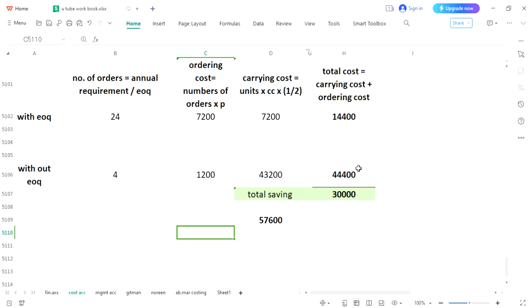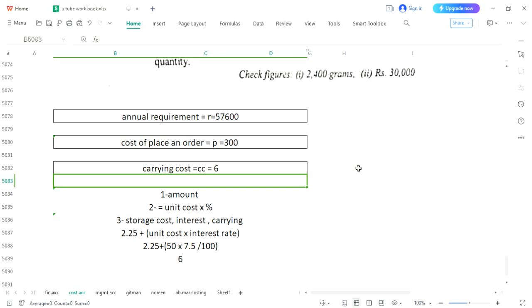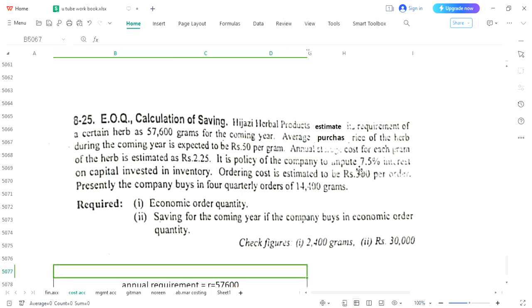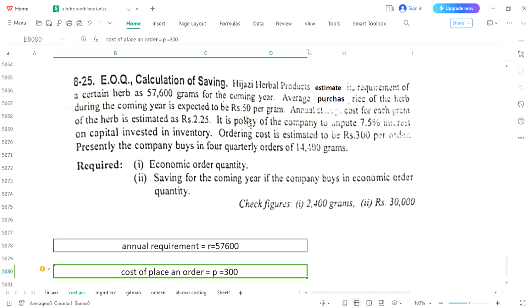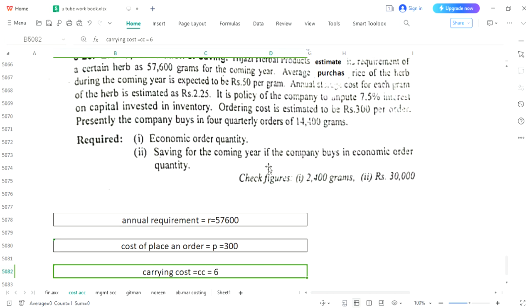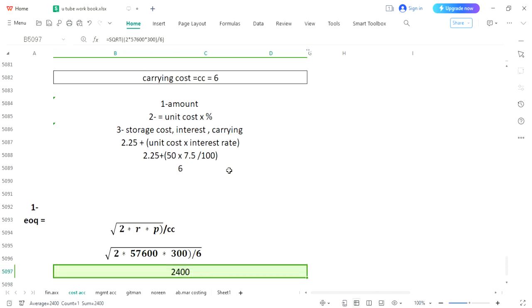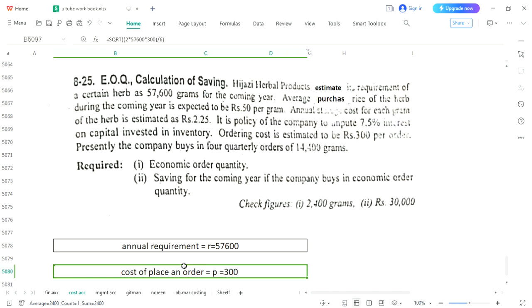So there were two parts in this question. First part was to calculate economic order quantity. Answer was here, just reviewing it. For that we have placed a formula, and this was the key point. You should have complete knowledge about this formula, how to calculate under root, how to put the amounts. First requirement, economic order quantity 2400 was the answer, and here you can see 2400.